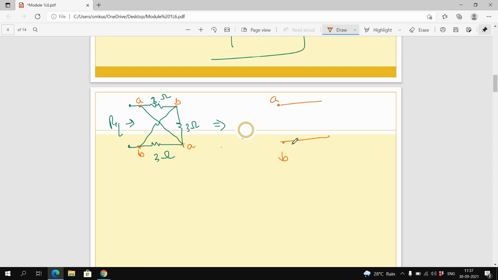One ohm, sir. Yes, 1 ohm is the right answer. Now see, R equivalent is to be found between these nodes. So how many elements are connected between A and B? This is the first element, which is 3 ohm. So A and B is 3 ohm. Now this is the second element between B and A, and this is the third element, right?